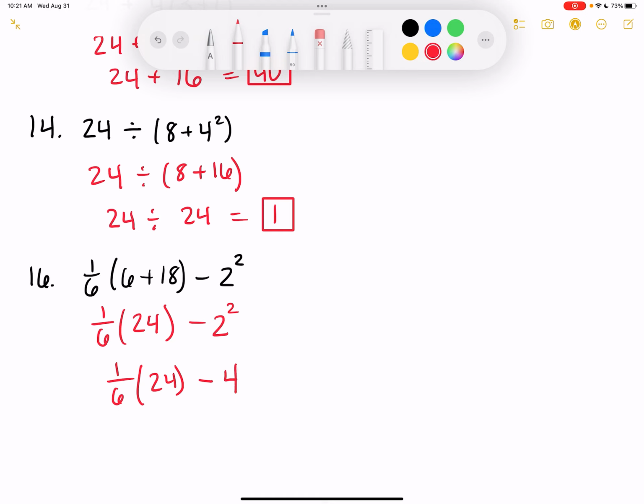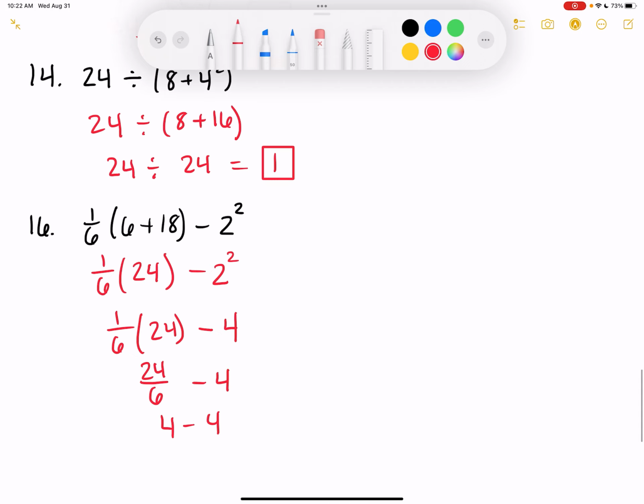And then 1/6 multiplied by 24. Yep, and so that's going to give you 24/6, which 6 goes into 24 how many times? 4. So then we have 4 minus 4 is 0.